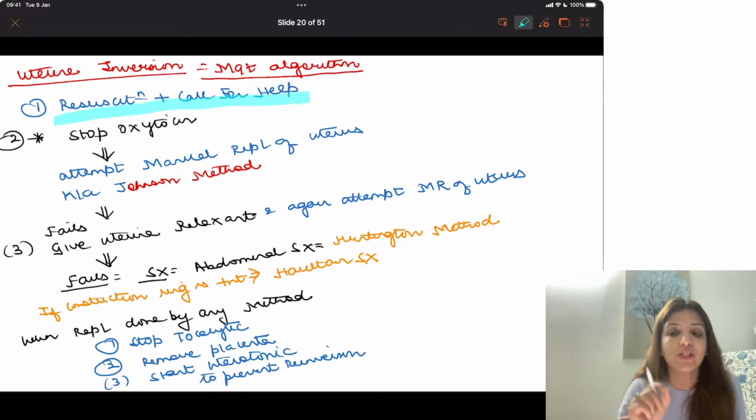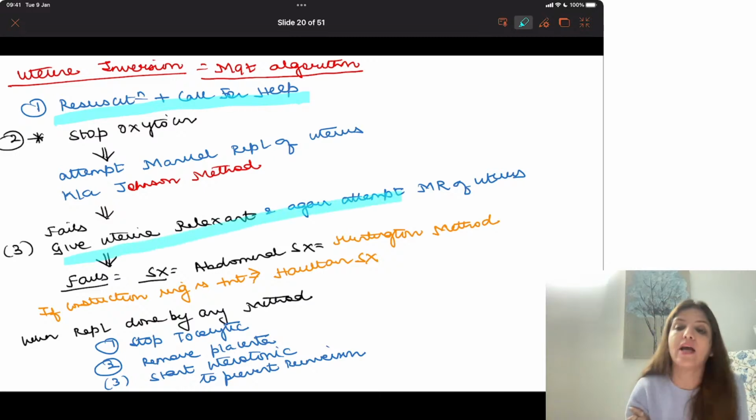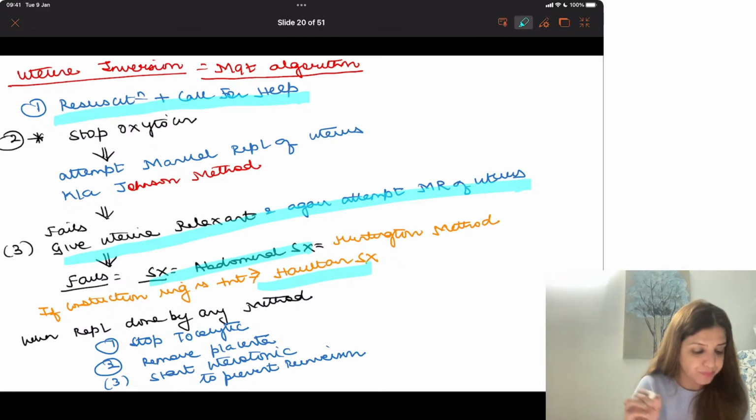Now, if this fails, then I am going to give a uterine relaxant and again attempt manual replacement of the uterus, and if that also fails, then I am going to do surgery. The abdominal surgery which you do for uterine inversion is the Huntington method, and if a constriction ring is present, then you have to do a vaginal surgery which is called Haultain surgery.